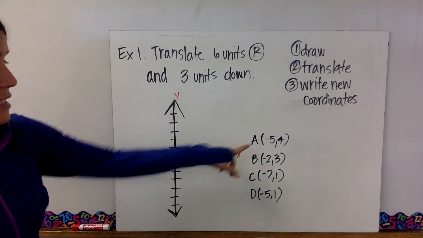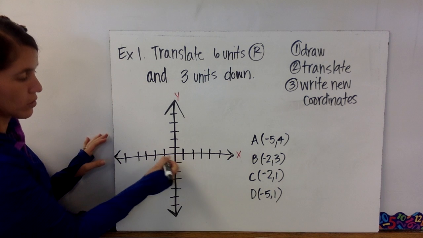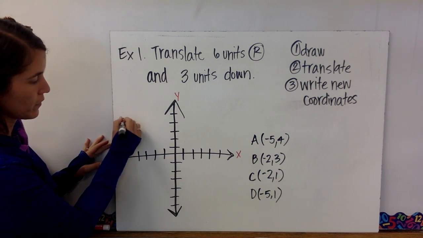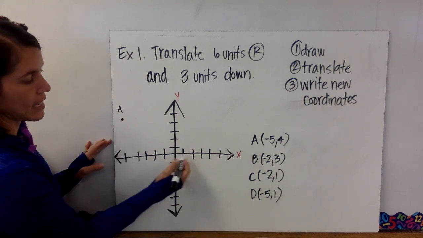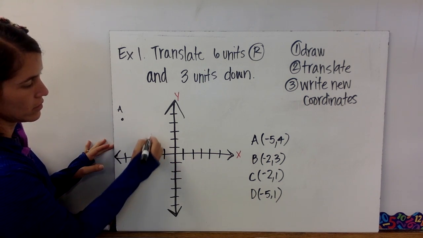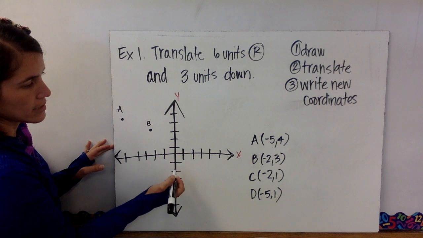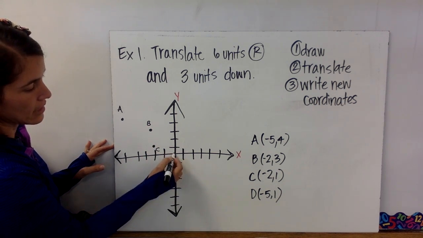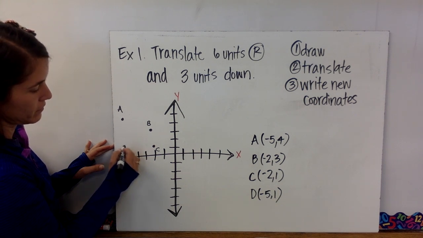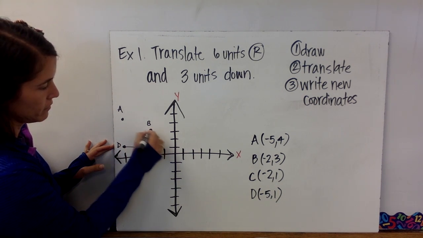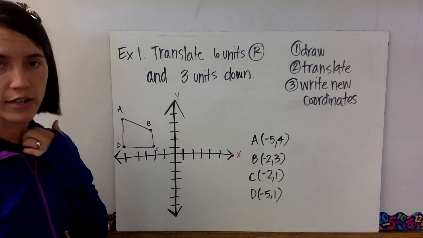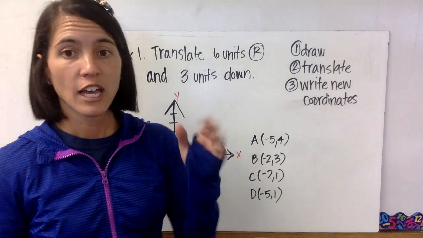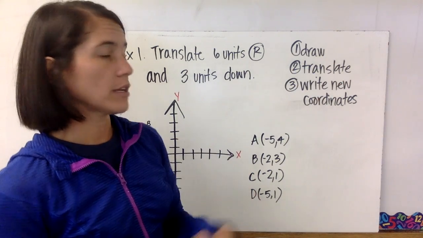So first let's draw this. A is negative 5, 4. So 1, 2, 3, 4, 5 negative, up 4. 1, 2, 3, 4. So that is A. B, negative 2, up 3. C is negative 2, up 1. And D is all the way over here, negative 5 and up 1. You connect them, and I have a quadrilateral. And that is my pre-image, the first polygon. So I have drawn it.